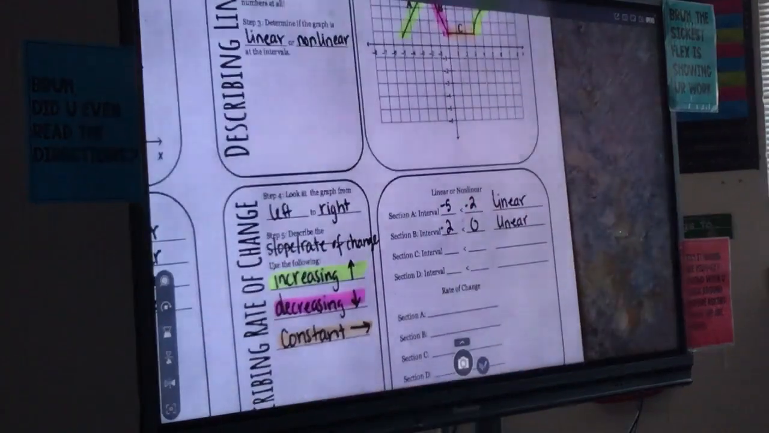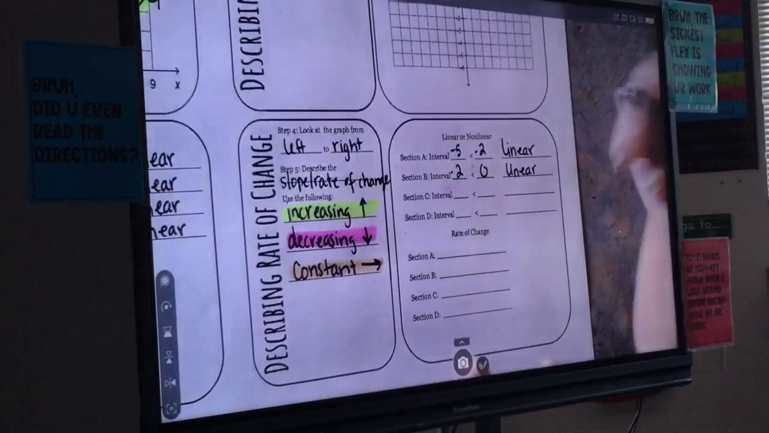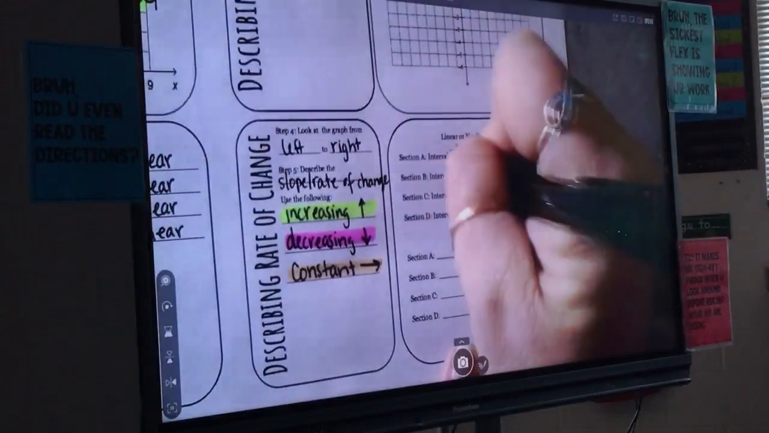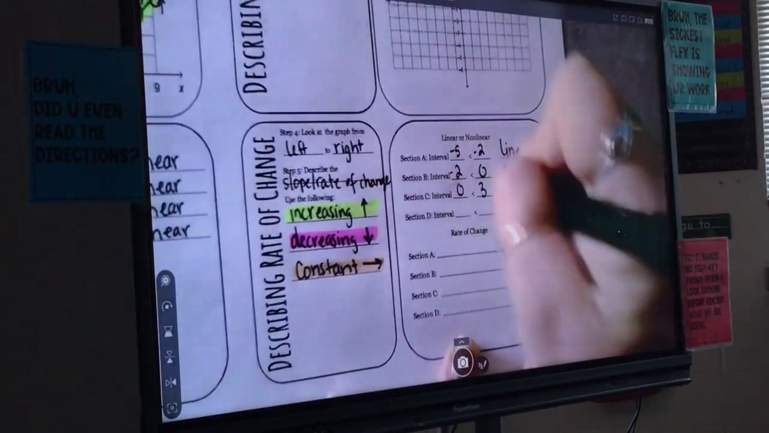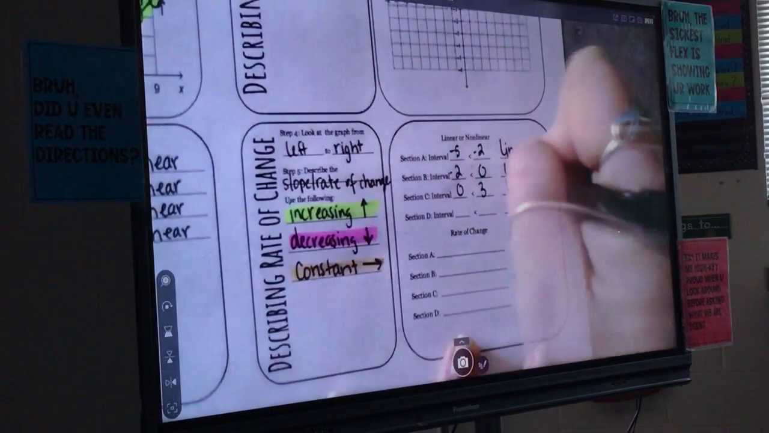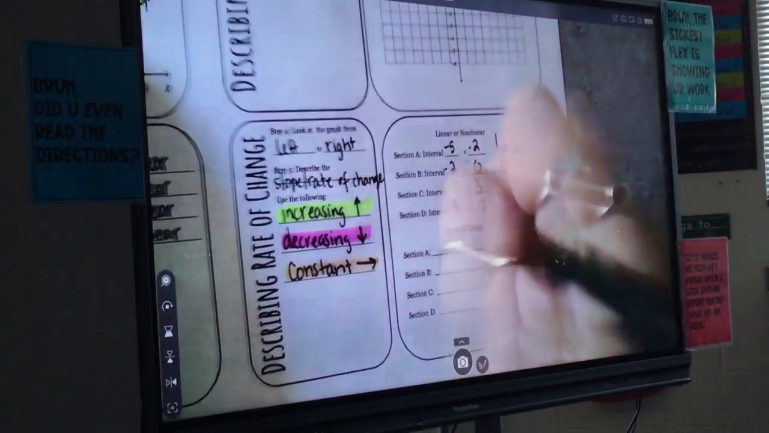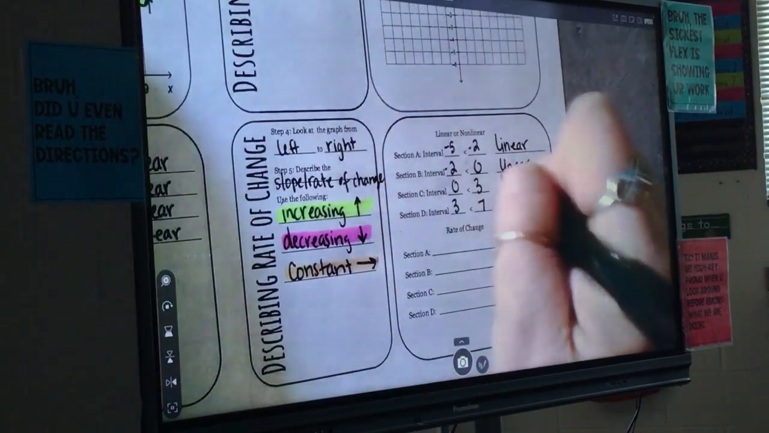All right. And then let me get Nico. Give me section C and D. There's a 0 to 3, and it's linear. How do you know? It's a straight line. Okay. Section D is 3 to 7, and it's not linear. How do you know? It's not a straight line. Okay. Good job.